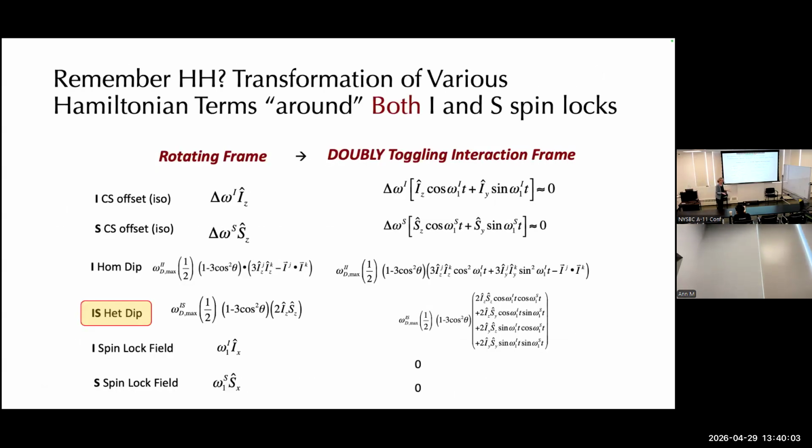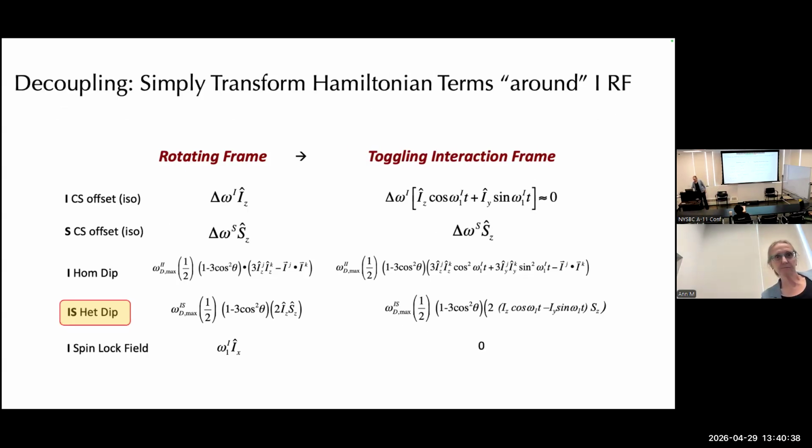Okay, so we're talking about recoupling conditions. This is basically what you brought up with the slide. If you remember, we were talking about the Hartmann-Hahn, and I had this laundry list of interactions in the rotating frame, and then I transformed them for you into the so-called doubly toggling frame. Doubly because we had an RF pulse on both channels. The decoupling topic is the same thing, but slightly easier because we only have the RF on one channel. So we're only rotating around I, not S. I changed the table a little bit to accommodate that.